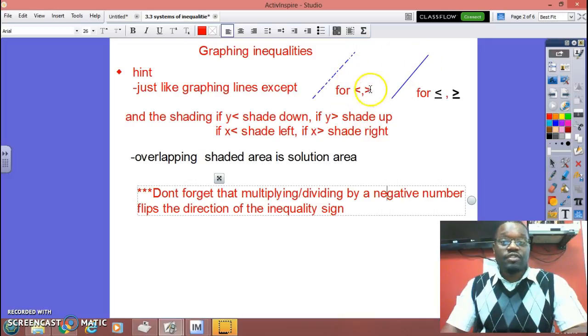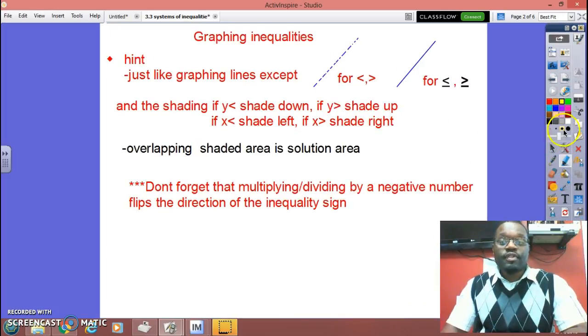How do you tell the difference? Well, if it doesn't have the equal to, it's dotted. If it has the equal to symbols at the bottom here, it's a solid line. And so you don't always automatically draw a solid line. You have to check that out first. Now this part right here is really important because it tells you basically the idea of what's going on.